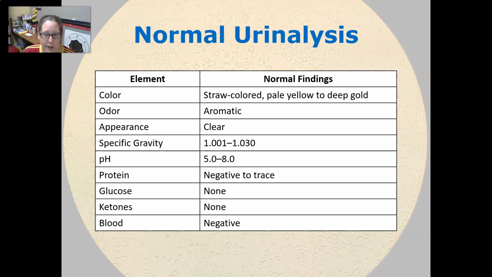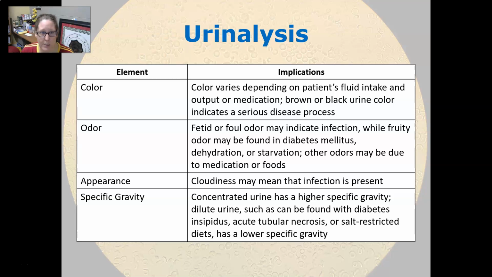A pH can vary between 5.0 to 8.0. There should be no protein to maybe a trace amount of protein. There should be no glucose, no ketones, no blood, and no white cells or nitrites or anything else. The color varies depending on the patient's fluid intake and/or medication. There are some medications that can turn urine interesting colors, like a blue-green. Brown or black urine color indicates a serious disease process, potentially liver failure or some other abnormalities.